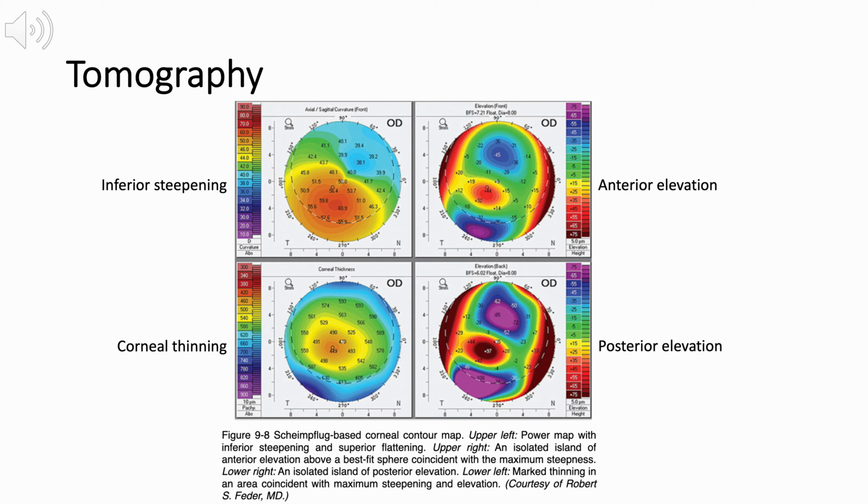Finally, in the lower left, there is marked corneal thinning in the same area that corresponds with both the steepening and the elevation changes. Together, these four maps illustrate how tomography provides a comprehensive assessment by combining curvature, elevation, and pachymetry data to confirm the diagnosis and assess the severity of keratoconus.